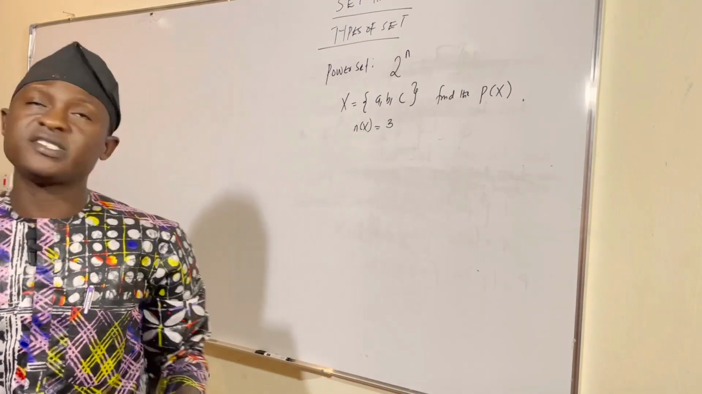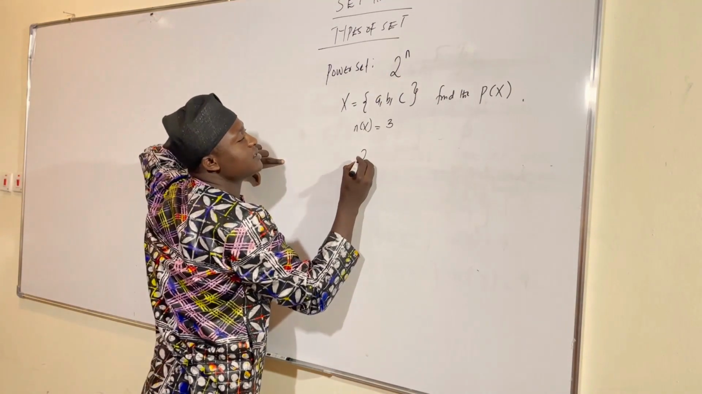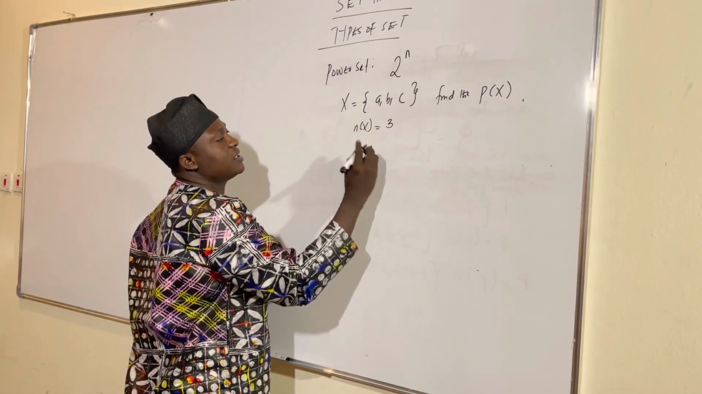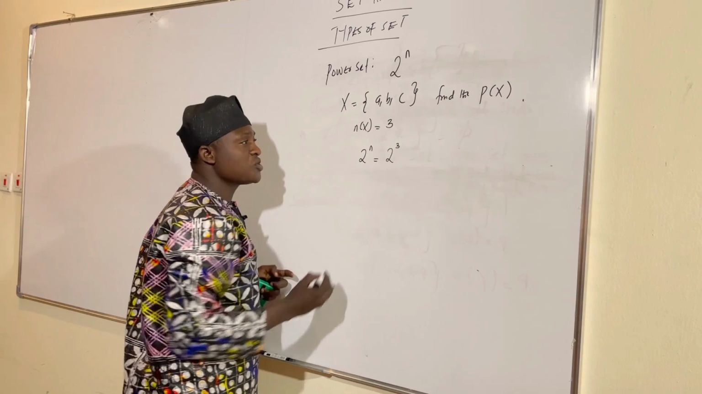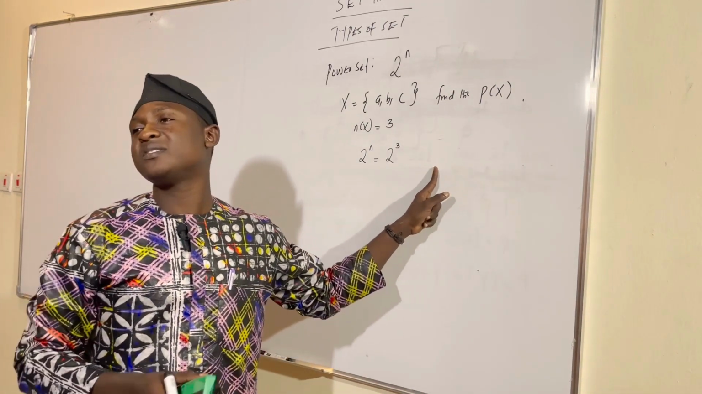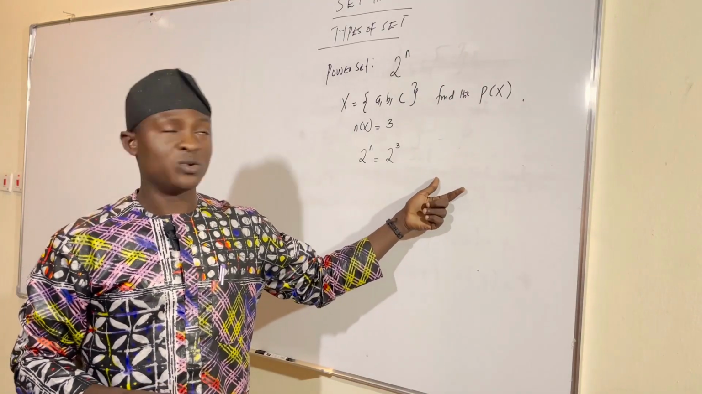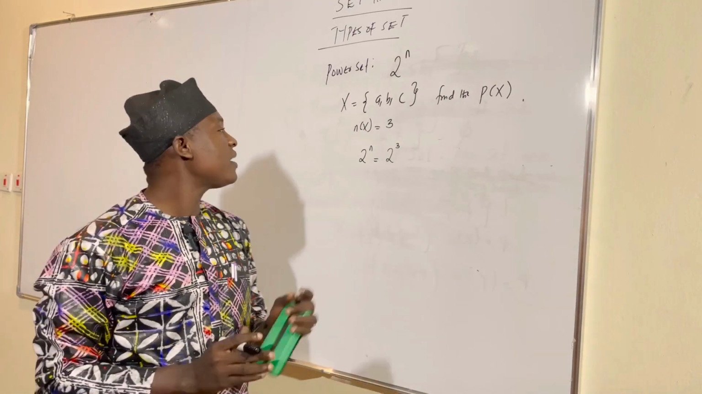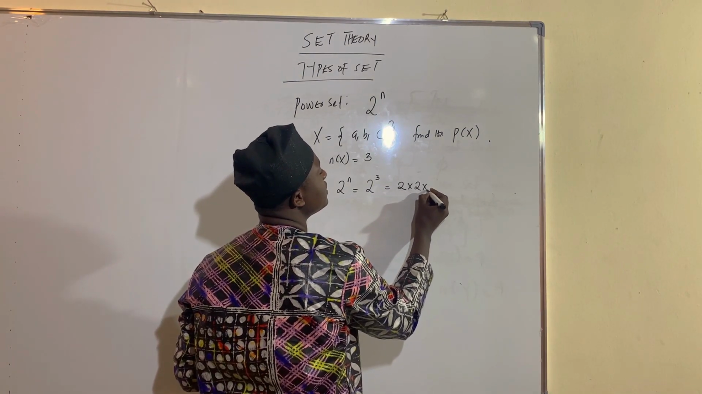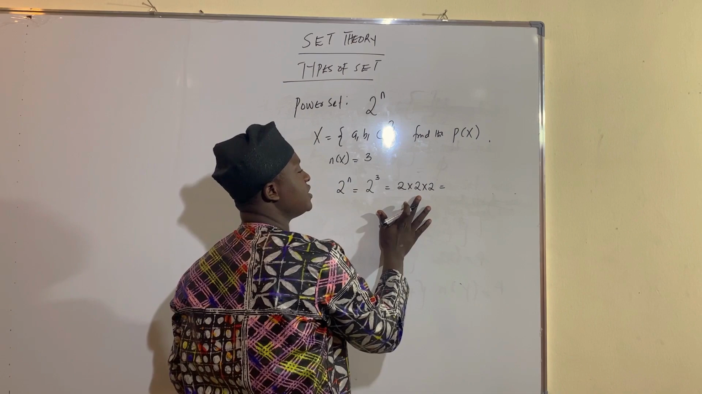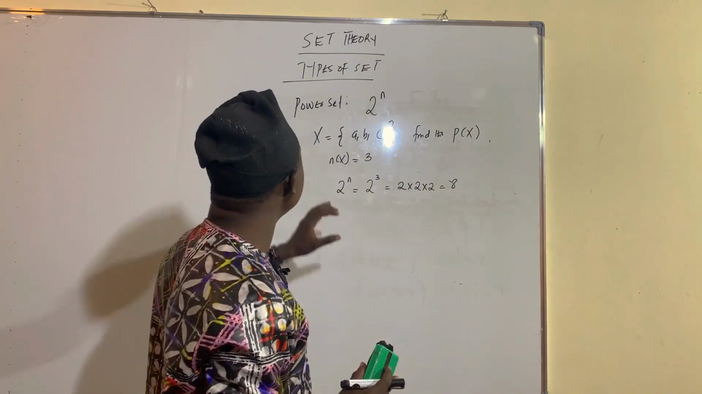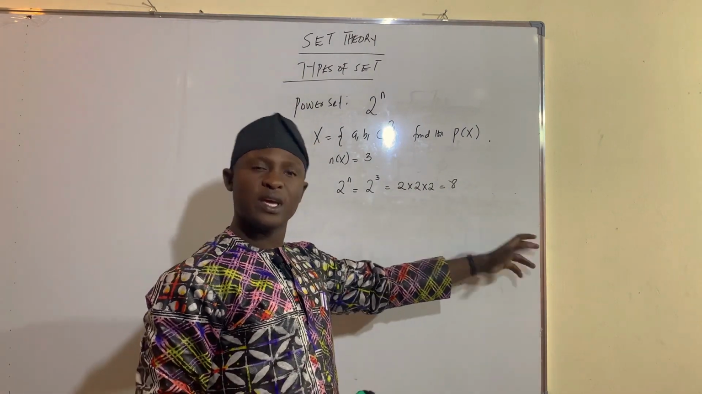Now I can find my power set. Using the formula, 2 raised to the power of n, and using the number of elements that we have there, which is 3, I have 2 raised to the power of 3. Another error here: some people can think that maybe 2 raised to the power of 3 means 5 or 6. No. This is an index notation. If you have 2 raised to the power of 3, it simply means 2 times 2 times 2. So 2 times 2 is 4, and 4 times 2, we are going to have 8. That means in this particular set X, I can form 8 sets.